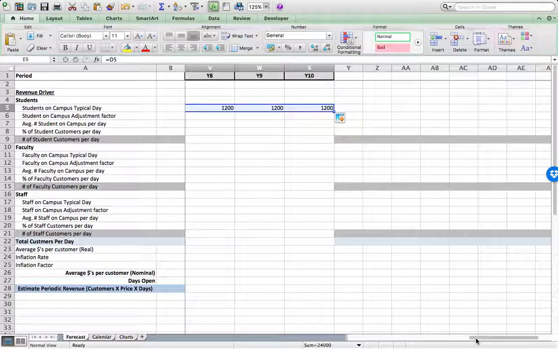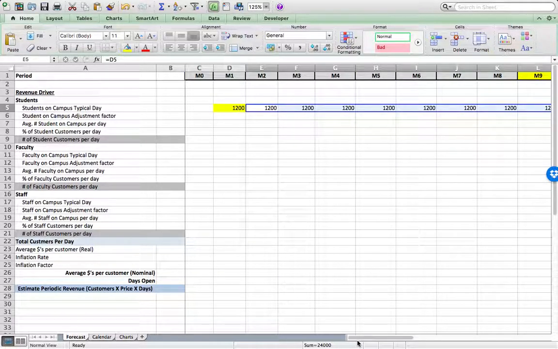So we'll extend that all the way out to year 10, because this is just how many per day. So right now we're making no assumption that the number of students on campus is going to change or grow over the next 10 years.